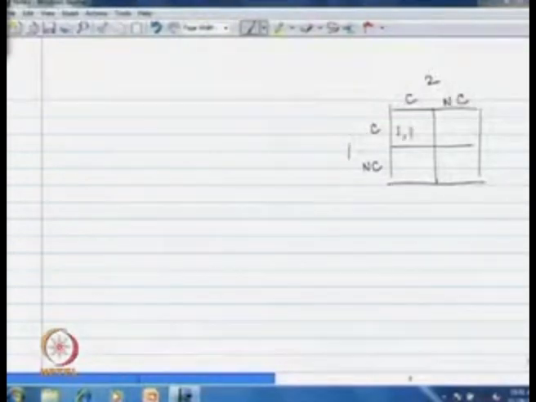So, CC payoffs are 1-1, NCNC payoffs are 2-2, the C,NC payoff in the original game was 3-0, now it will become 0-3, and the NC,C payoff, which was 0-3 in the original game, now will become 3-0. So, this is the payoff matrix.